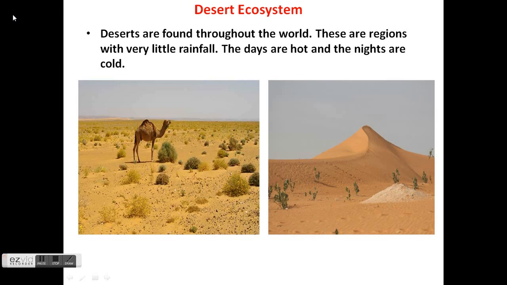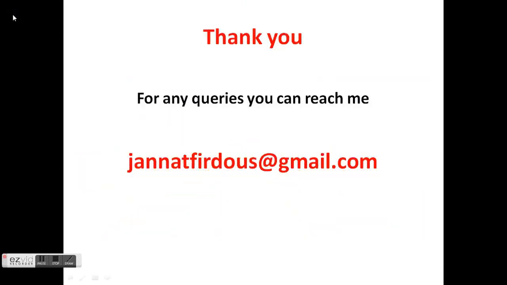Now coming to the desert ecosystem. Deserts are found throughout the world. These are regions with very little rainfall. The days are hot and the nights are cold, and the flora and fauna are less compared to forest. These plants and animals have special adaptations to conserve water.